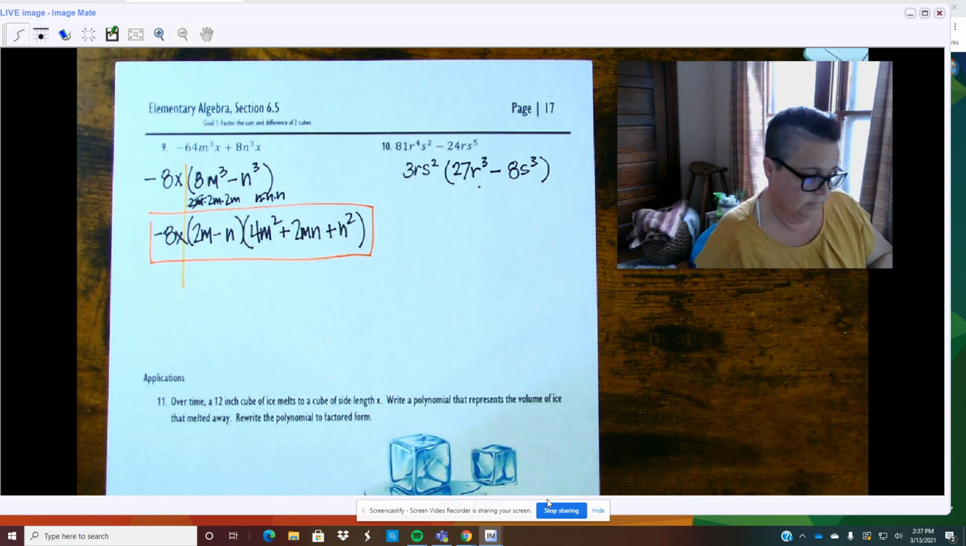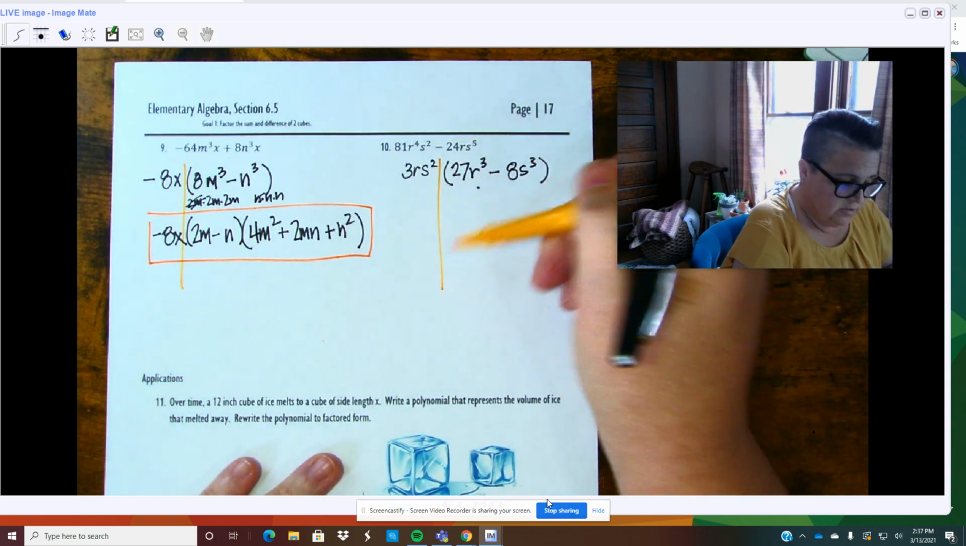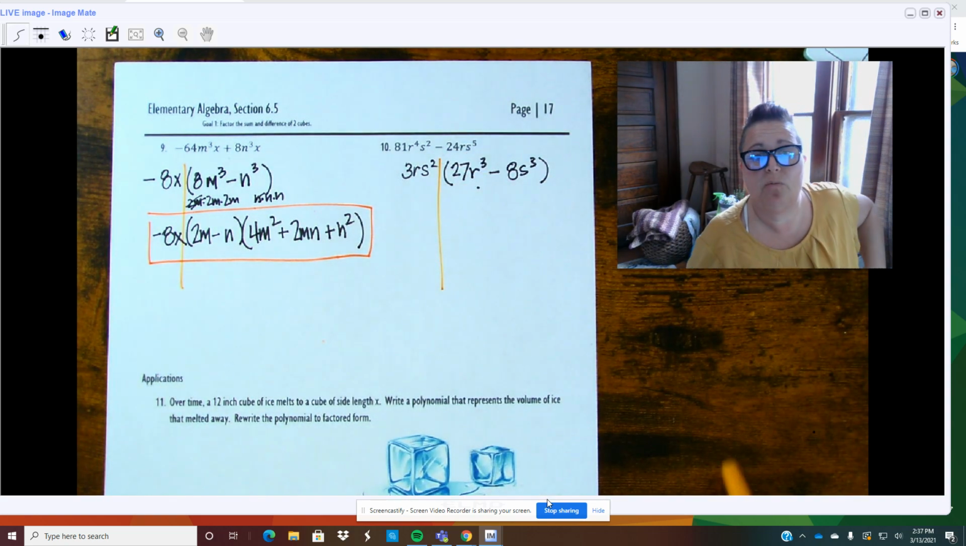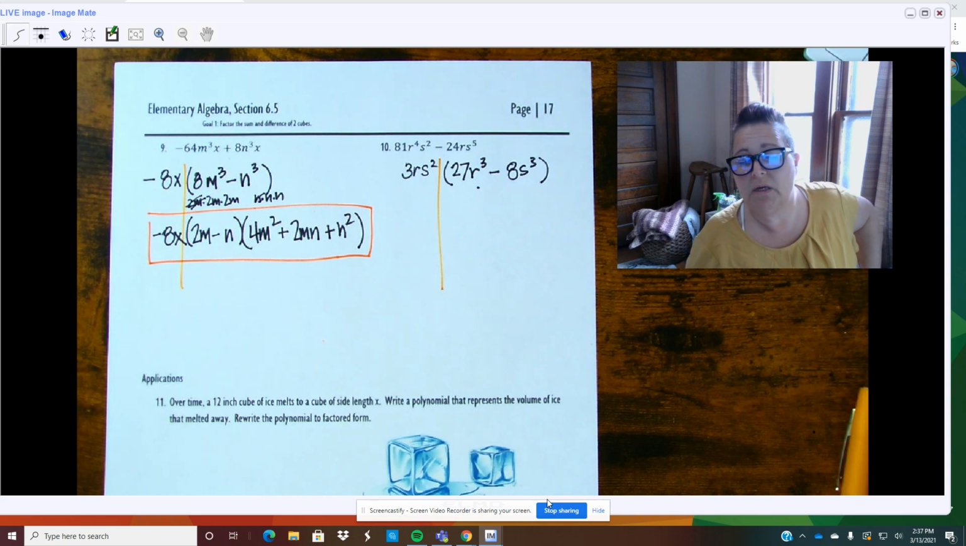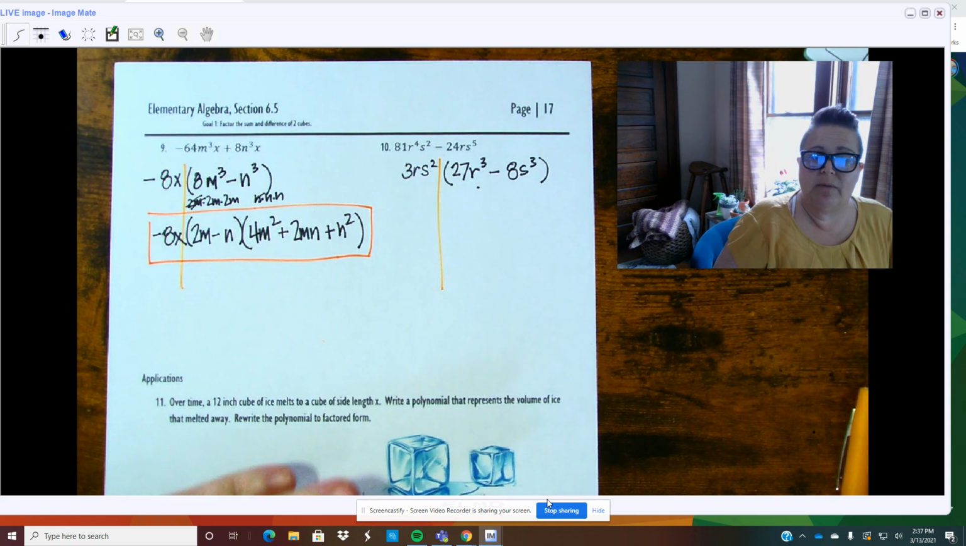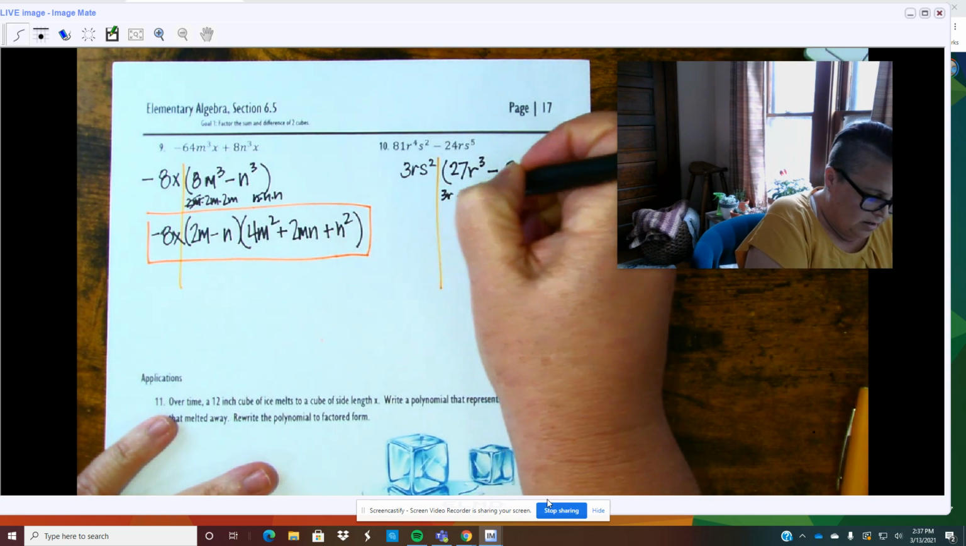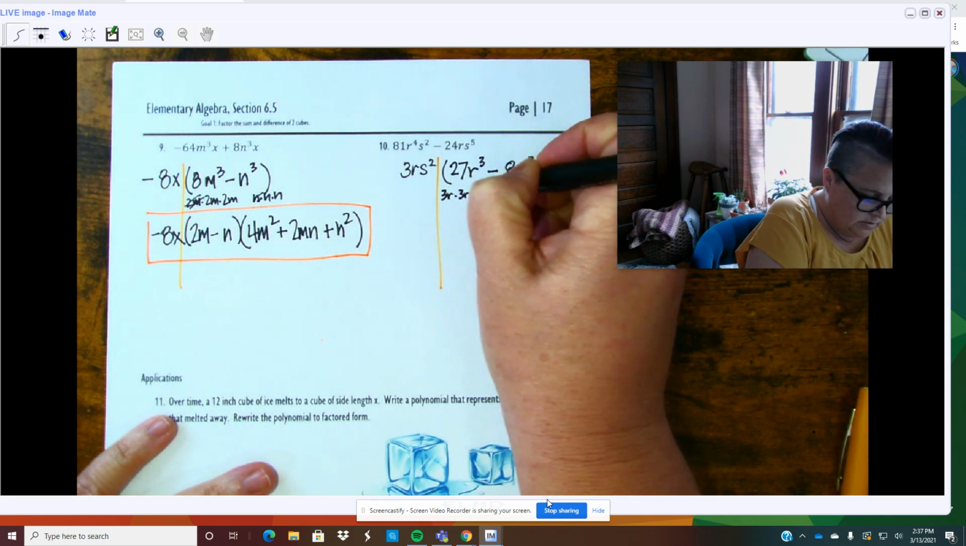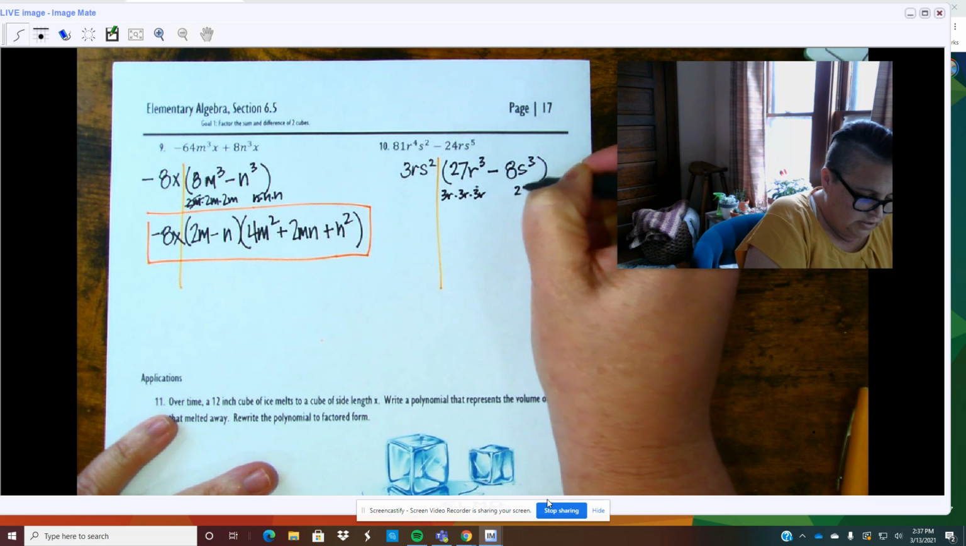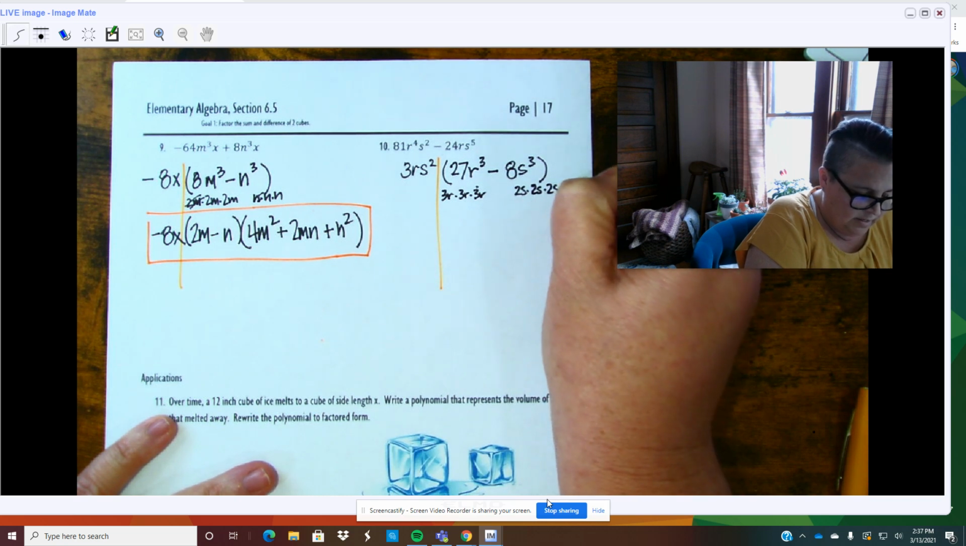Okay. All right, we're in perfect cubes. 27 is a perfect cube. R cubed is a perfect cube. 8 is a perfect cube. S cubed is a perfect cube. So I'm going to be left here with 3r times 3r times 3r, and this is going to be 2s times 2s times 2s.